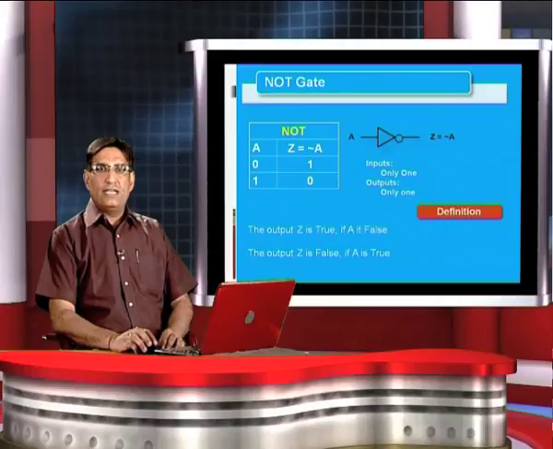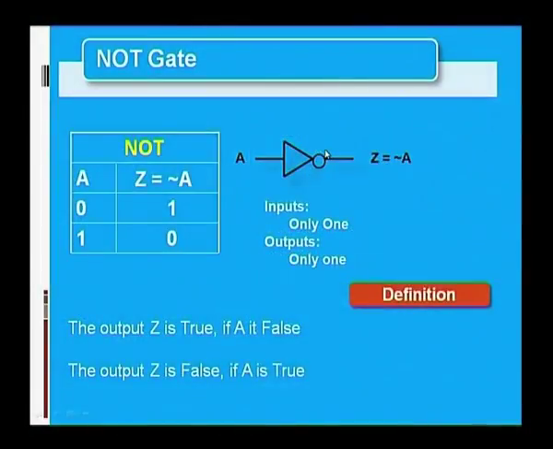It also follows negation logic. This is the symbol of NOT gate. One thing here again we have to note is that a NOT gate has only one input and only one output, where the output is the complement of the input. Here again we have to note one important thing, that the negation is represented by a circle that is also termed as a bubble. Then the definition says the output Z is true if A is false, and the output Z is false if A is true. Also from the truth table we can find the same thing.